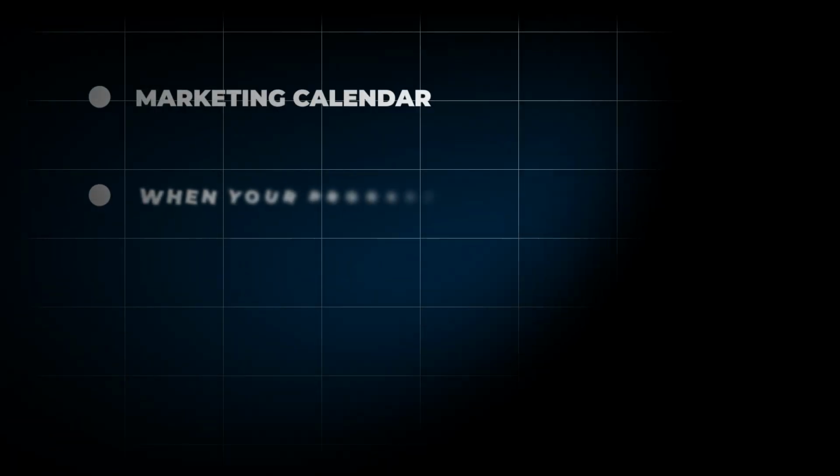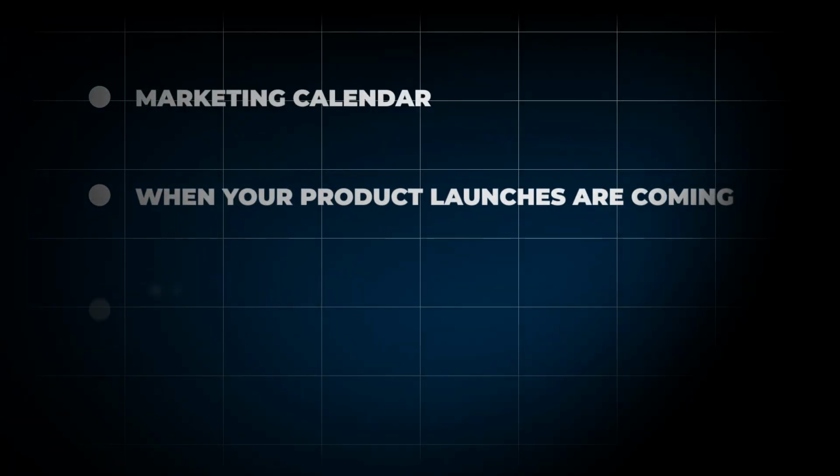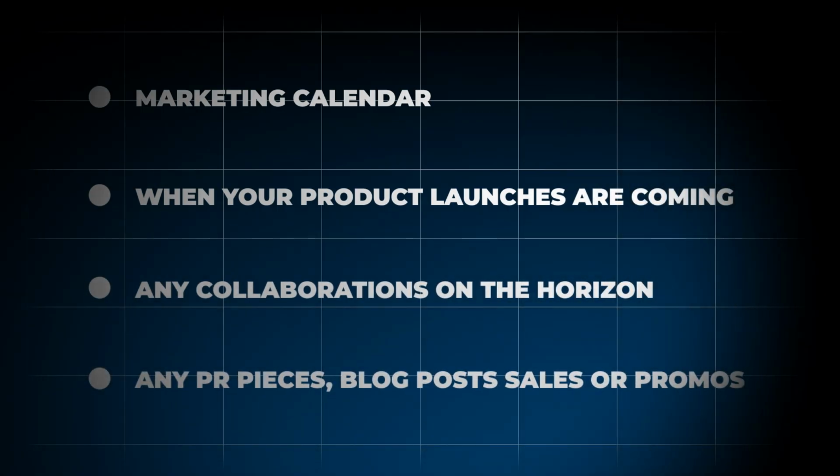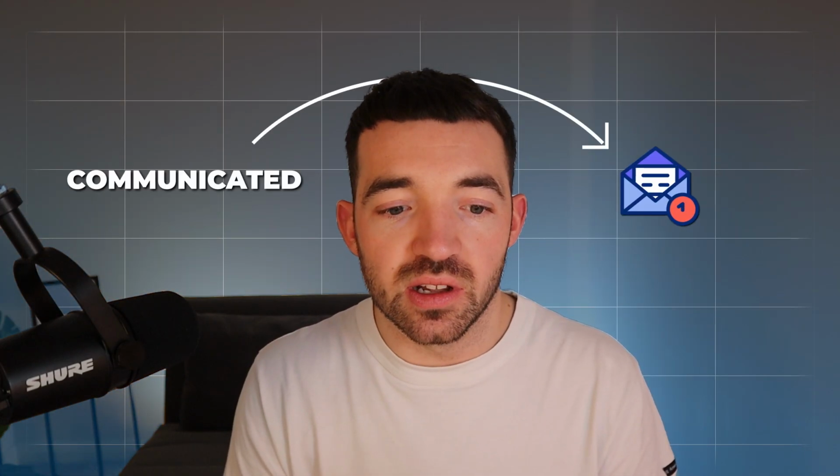Then more specifically for your brand, look at your marketing calendar and look at when your product launches are coming, any collaborations on the horizon, any PR pieces, blog posts, sales or promos, any activity happening within your brand, online or offline, that you feel should be communicated to your email list.